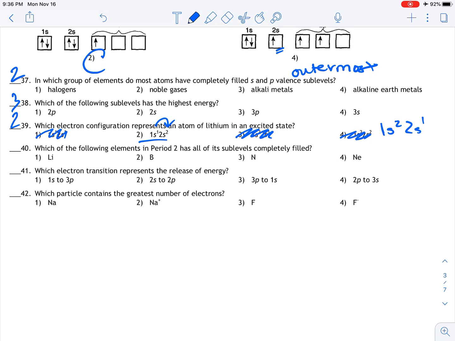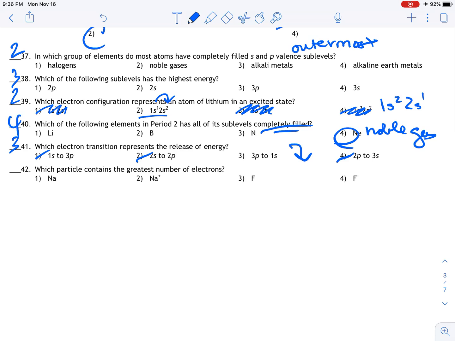Which of the following elements in period 2 has all of its sublevels completely filled? If we were looking for completely filled, those are noble gases. Choice 4. Which electron transitions represent the release of energy? That would be moving down. So this is moving up, this is moving up, this is moving down, this is moving up. So again, you gain energy, you jump higher. If you lose energy, give it off, you come lower.